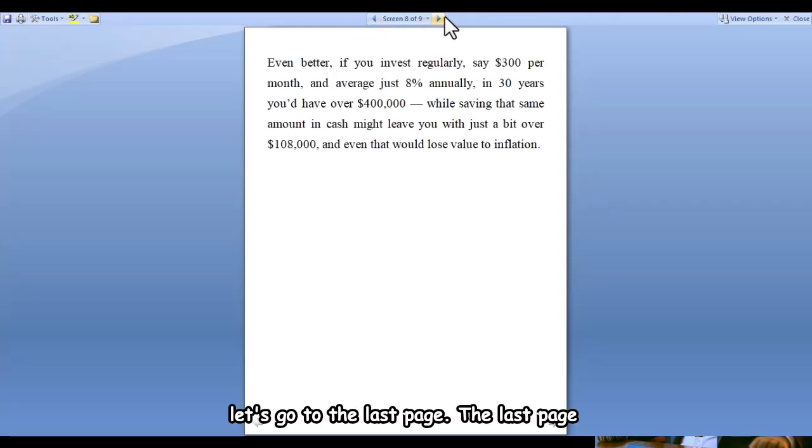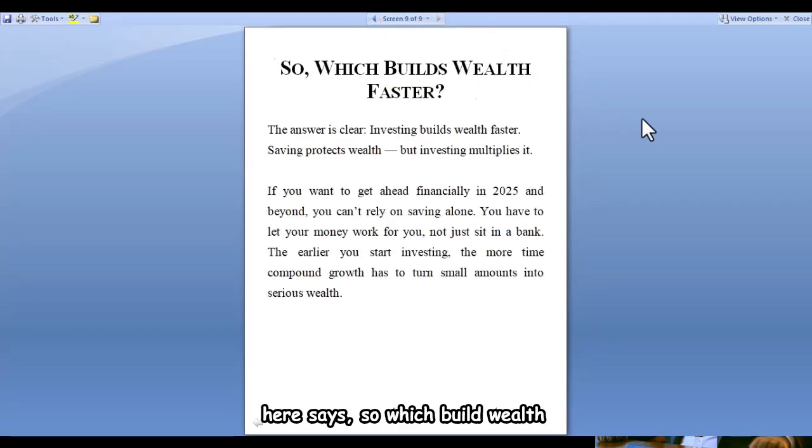So now let's go to the last page. The last page here says, so which builds wealth faster? The answer is clear. Investing builds wealth faster. Saving protects wealth, but investing multiplies it. If you want to get ahead financially in 2025 and beyond, you can't rely on saving alone. You have to let your money work for you, not just sit in the bank. The earlier you start investing, the more time compound growth has to turn small amounts into serious wealth.